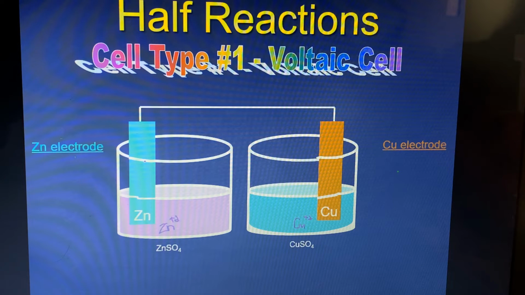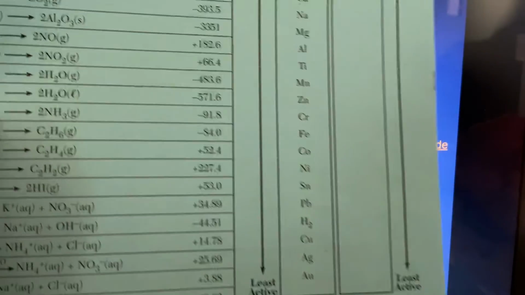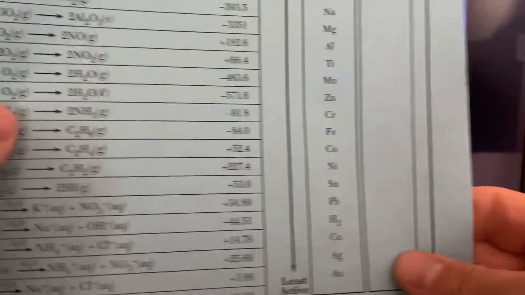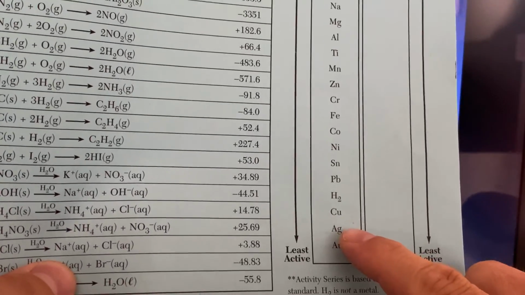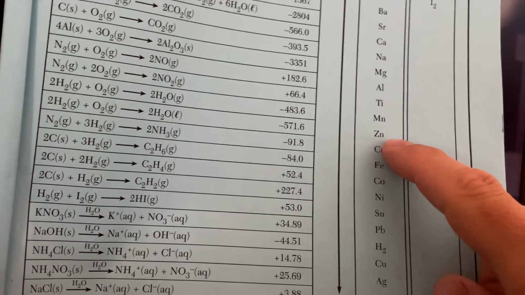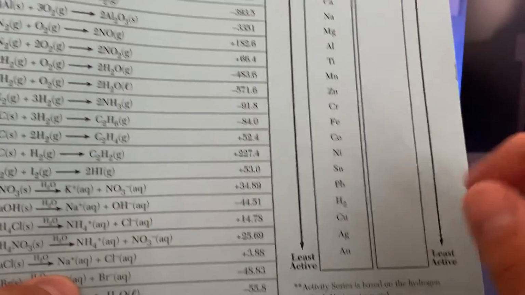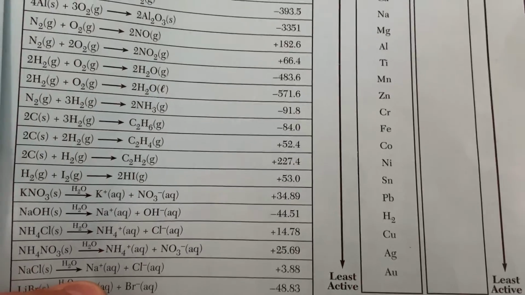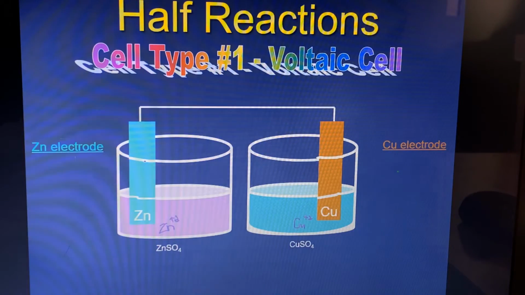electricity. All right, and this is where we're going to look at table J, and this is where we figure out which one's the anode and which one's the cathode. So we're going to look on table J, and you're going to find zinc and copper. I know copper is down at the bottom, and then zinc is somewhere up above it. So zinc is more reactive than copper. Metals that are more reactive than another metal are the metals that are going to lose electrons. So the zinc electrode over here is going to lose electrons.